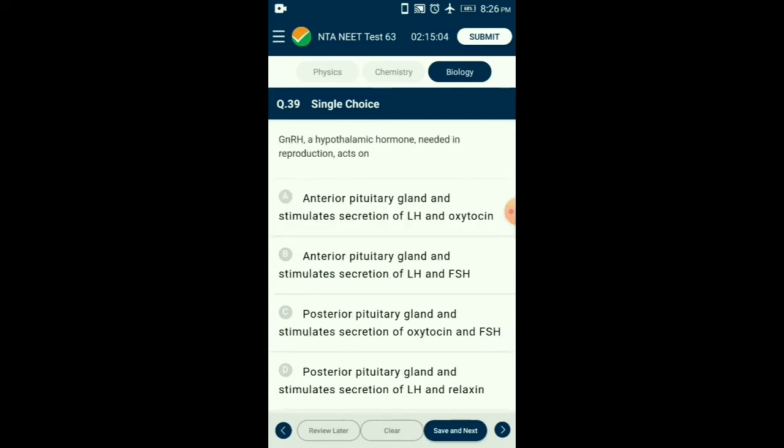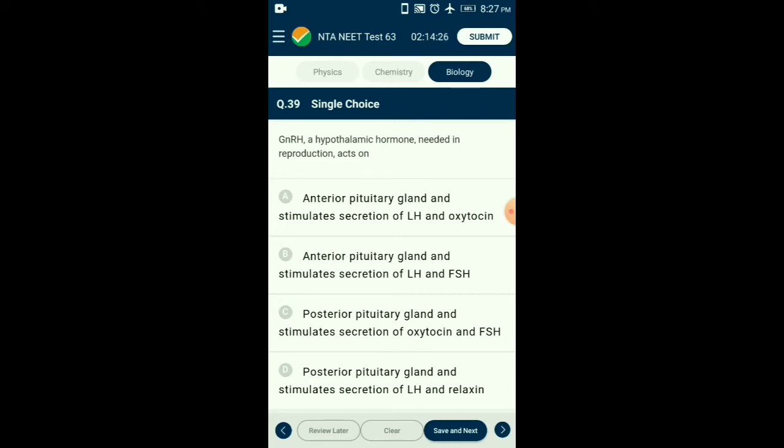Question number 39. Gonadotropin releasing hormone, a hypothalamic hormone needed in reproduction, acts on. Hypothalamus secretes gonadotropin releasing hormone which stimulates the anterior pituitary gland for the secretion of gonadotropins, follicle stimulating hormone and luteinizing hormone. Gonadotropin releasing hormone is responsible for the release of follicle stimulating hormone and luteinizing hormone from the anterior pituitary.